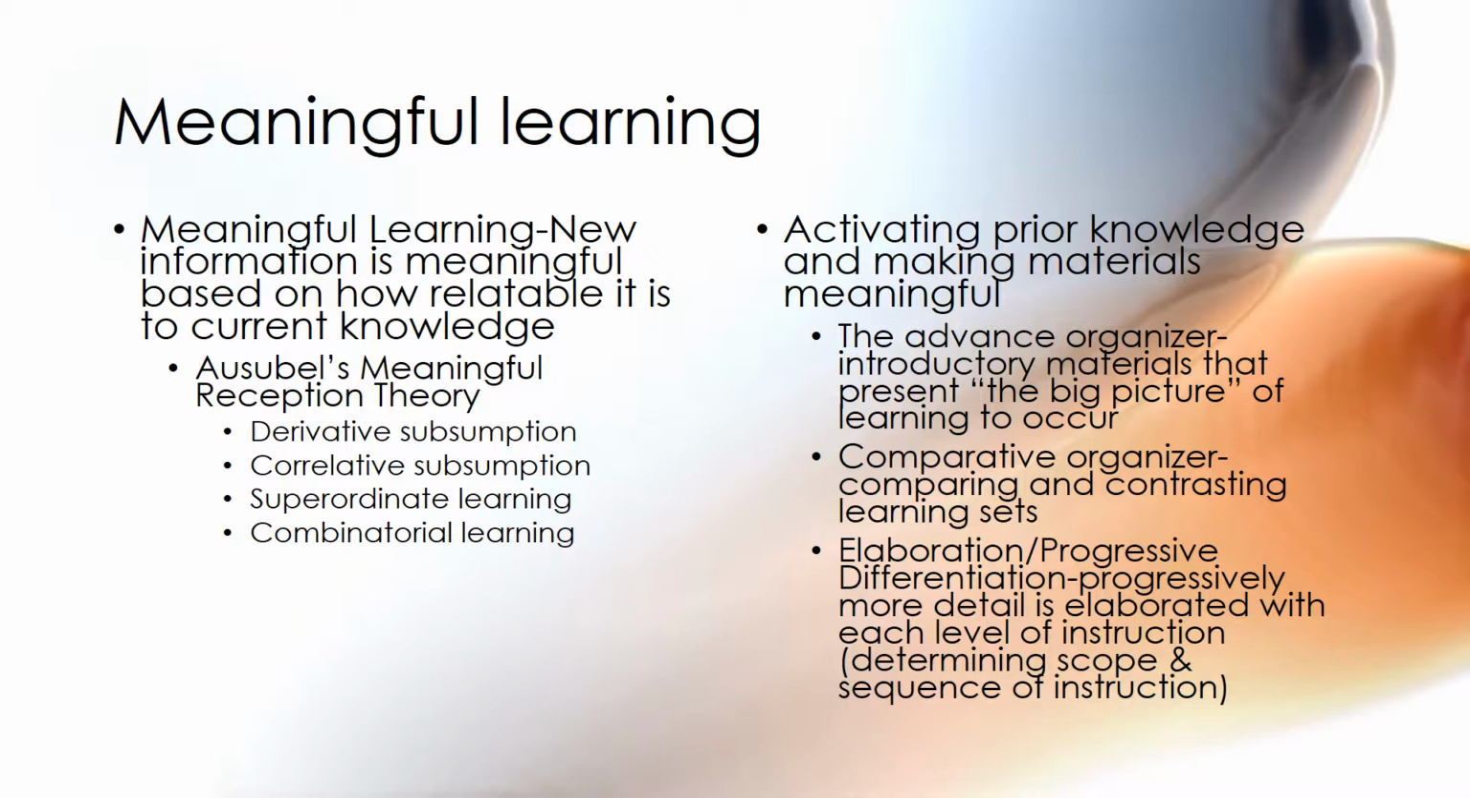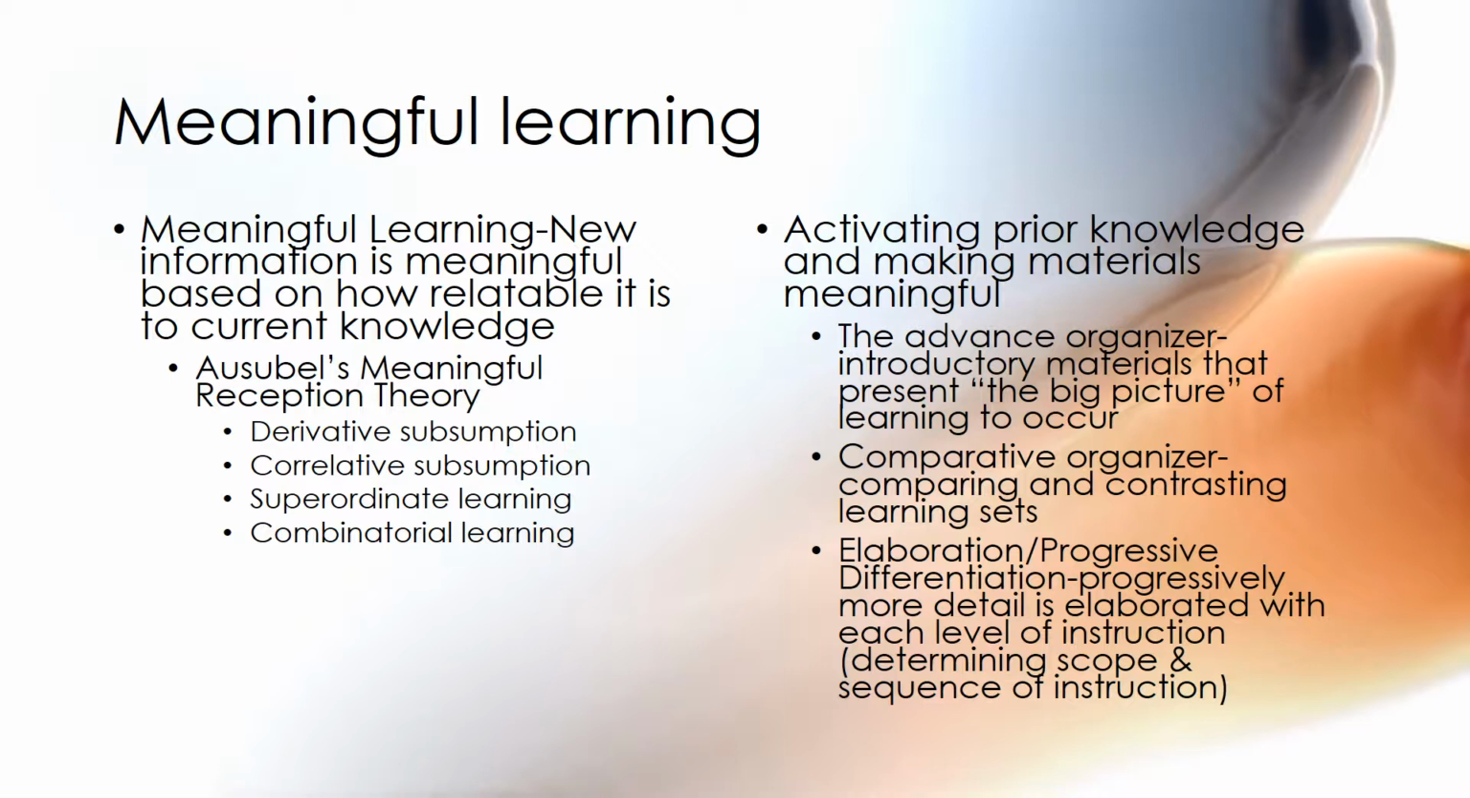Superordinate learning is learning that brings together an existing set of knowledge or skills under a new, more comprehensive level of understanding. And combinatorial learning is learning by an analogy, when new learning combines two or more existing knowledges or skills into a single new concept.